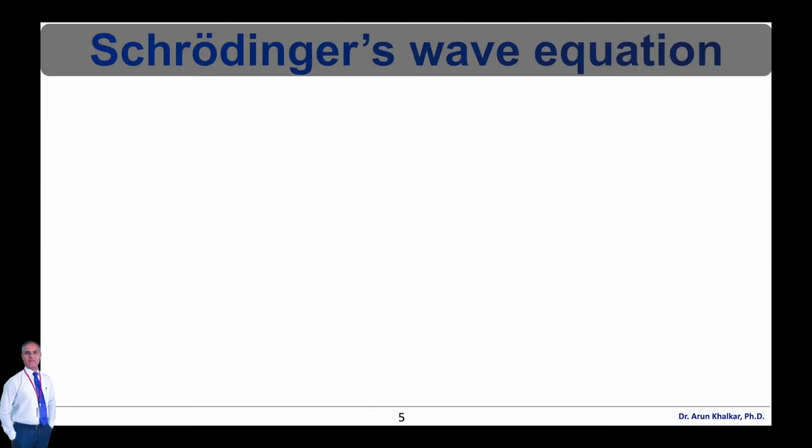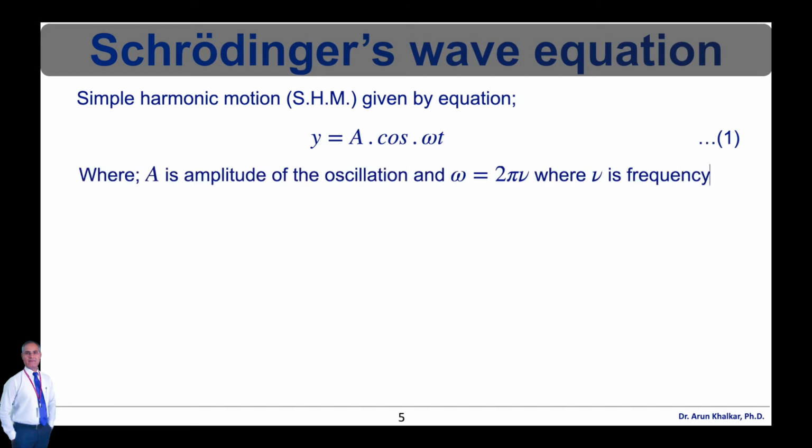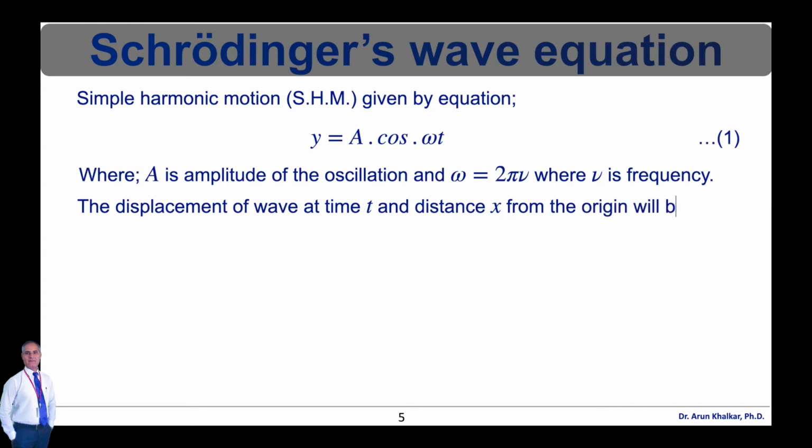When a mechanical wave passes through a medium, the medium particle performs simple harmonic motion, that is SHM, given by the equation y = A cos(ωt). Let's say this is equation number 1, where capital A is the amplitude of the oscillation and ω = 2πν, where ν is the frequency. This equation is applicable to all individual particles affected by the wave.